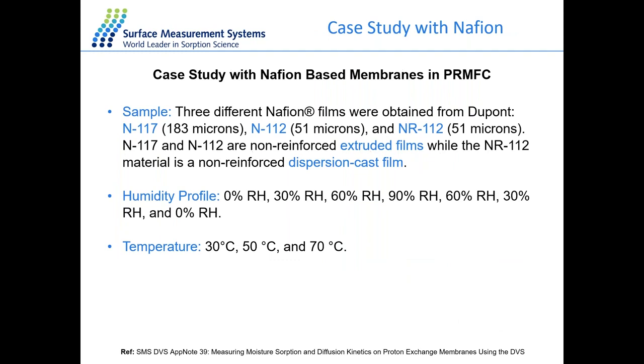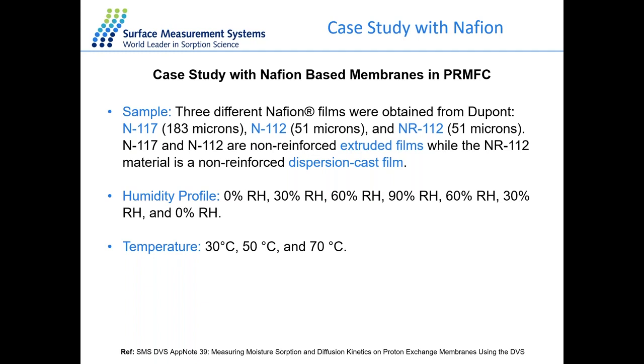So here we have a very simple case study about fuel cell research. We have 3 different naphthalene-based film samples. The same as what Florian introduced before, the N117 and N112, those 2 film samples with different thickness, are the extruded film samples. And we also have a dispersion cast film sample, the NR112 sample, with the same thickness as the N112 sample. We want to measure the diffusion constant of these samples at different temperatures, with the thickness of the film sample ready for the calculation.